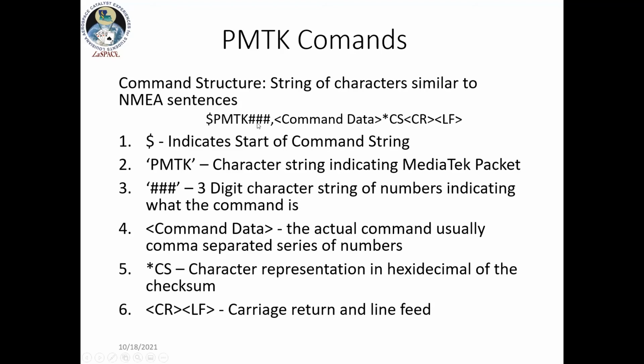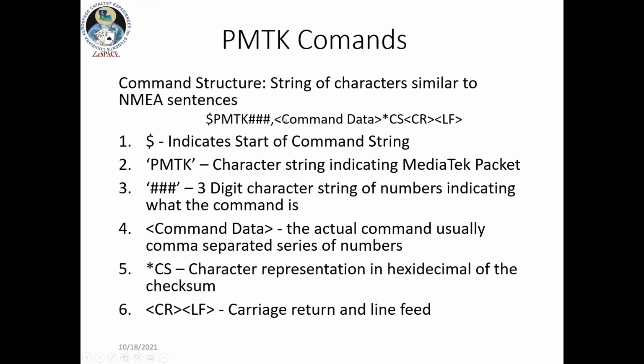It will then be followed by 3 numbers. So always 3 digits. Even if you're trying to send a 1, it'll be 001. A 10 will be 010, right? And that set of numbers tells the GPS what command you're trying to send it. Then there will be a comma. And then this chunk in here is what's different depending on which command you're sending.